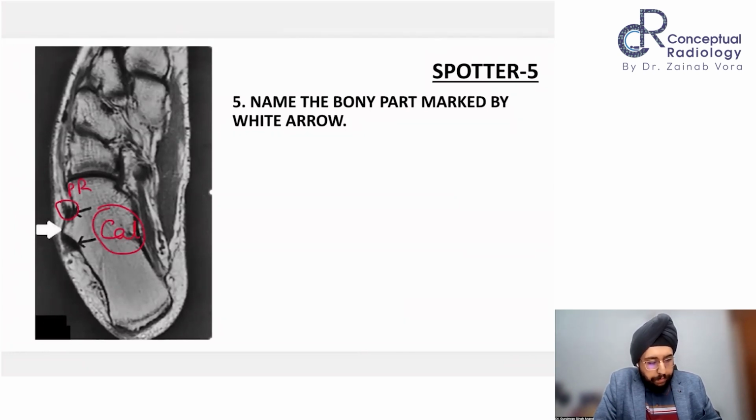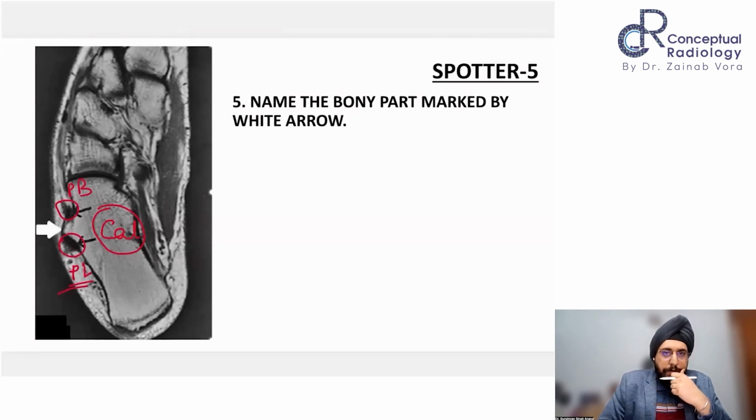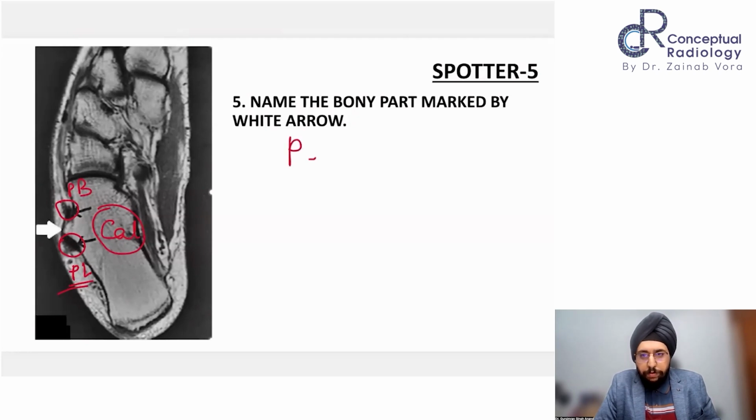This is your peroneus brevis tendon, and this is your peroneus longus tendon. So there's a bony prominence on the lateral aspect of the calcaneal body, separating the tendons of the lateral compartment of the ankle joint, which are your peroneus brevis and peroneus longus. So what do we call this bony prominence? So no answers for this. This is your peroneal tubercle.